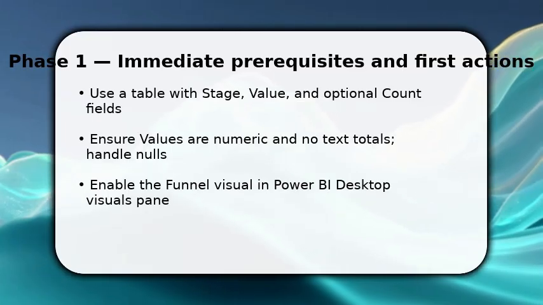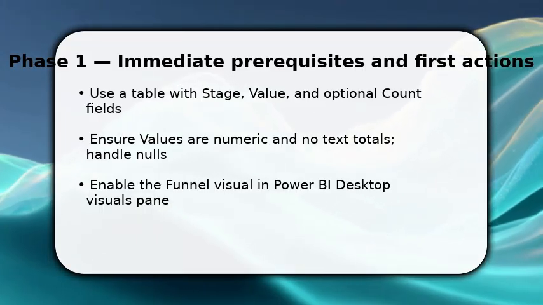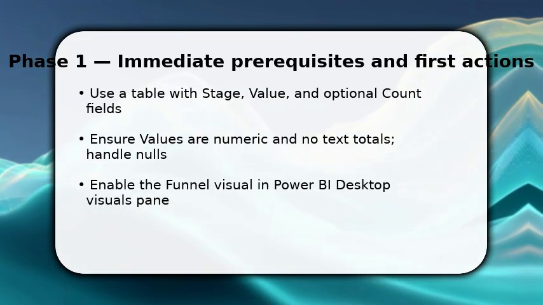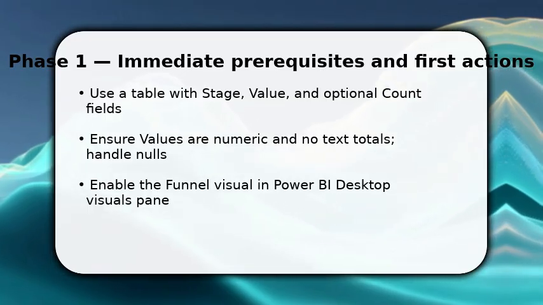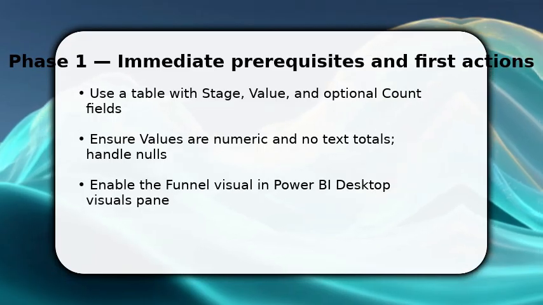You start by shaping your data so the funnel can work. Focus on a stage column and a numeric value. Once done, remove blanks and convert text numbers to numeric types, because Power BI aggregates only numbers here.